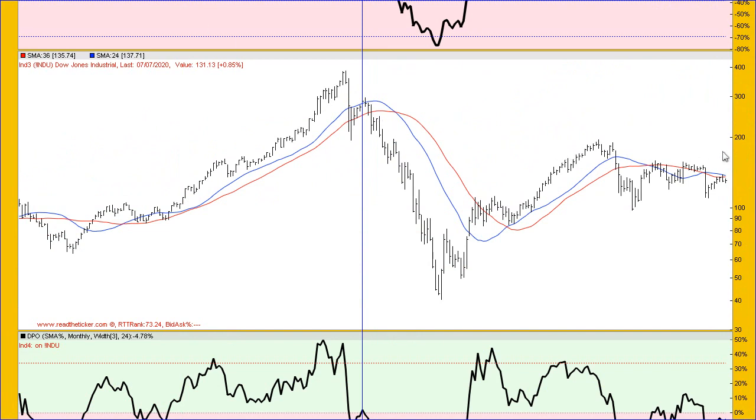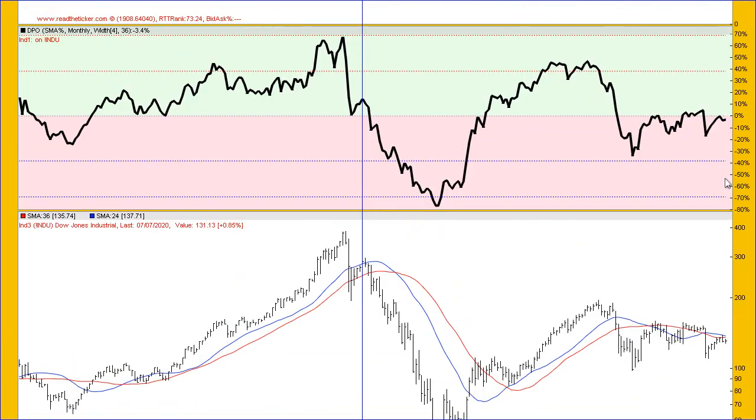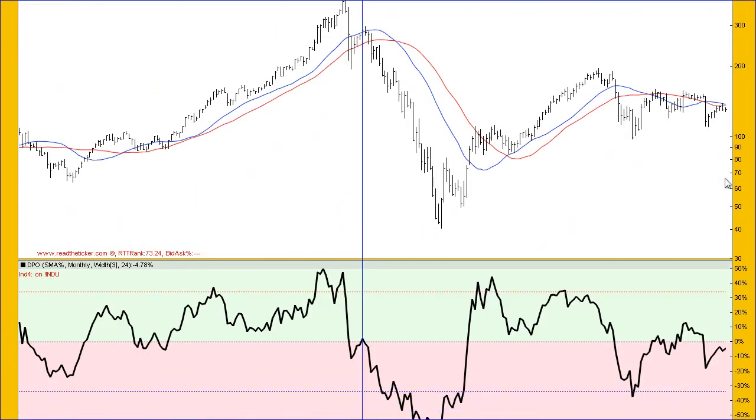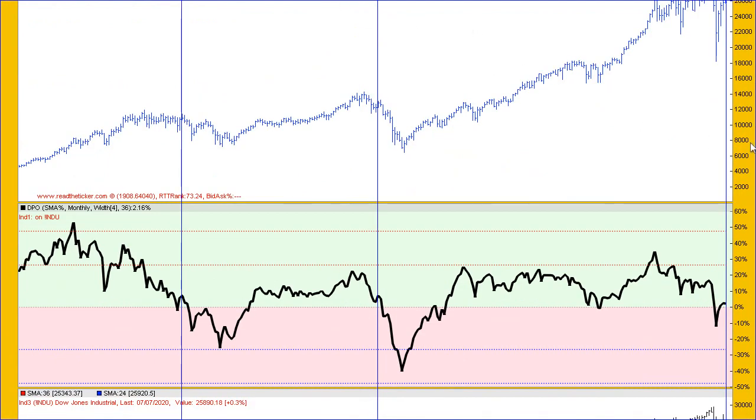Just like what happened in 1929, the 24 SMA gives us a quicker warning than the 36 SMA on the detrending price oscillator. So if you're a long-term investor out there and looking at your portfolio, be very careful the next 2 months.